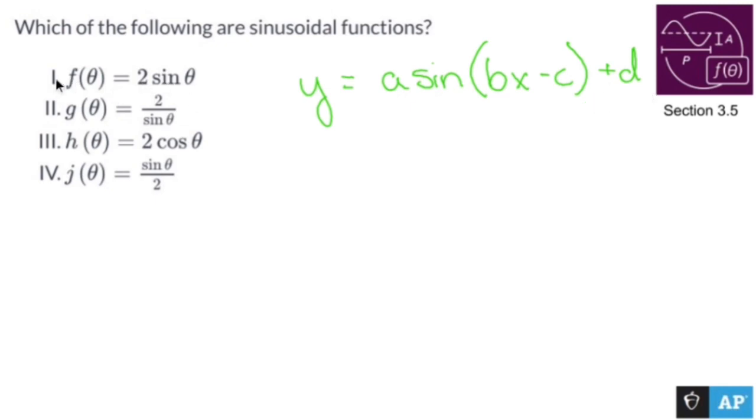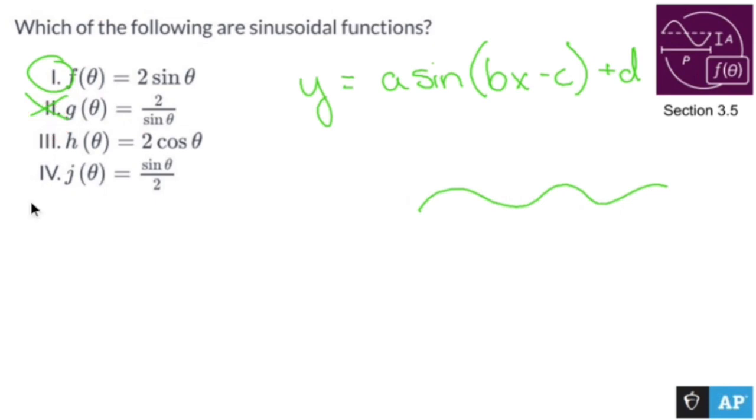Now, if you look at 2 sine theta, it is just that, where A is 2, and B and C or D, they don't really matter. So 1 is an option. What you don't see is sine being in the denominator. Okay, this will not give you a regular old sinusoidal function that looks like this.